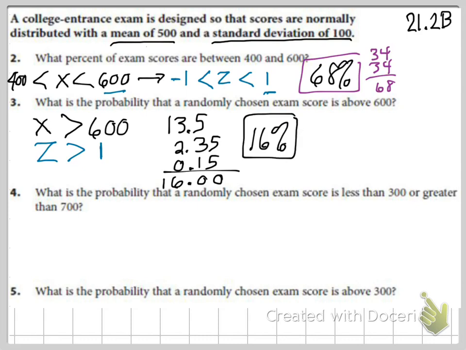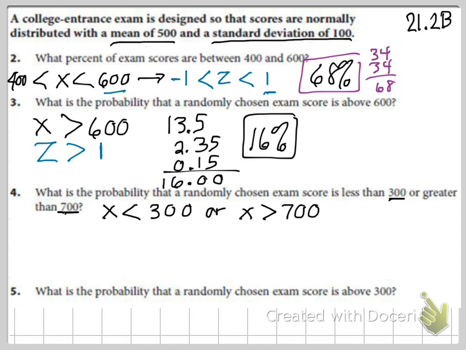Number 4 is interesting because it talks about two different x numbers, 300 and 700, but it's not talking about the in between. It says, what's the probability that a randomly chosen exam score is less than 300, or greater than 700? So x less than 300, or x greater than 700. So instead of talking about in between those two numbers, they're happy if it's much bigger, much smaller, just not in between.